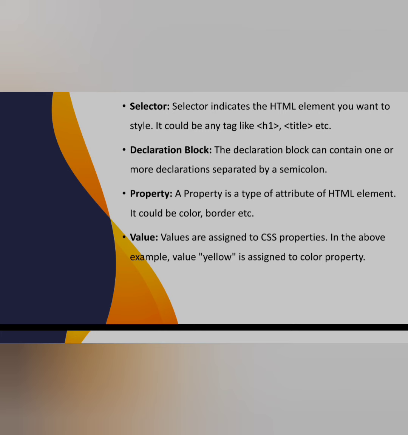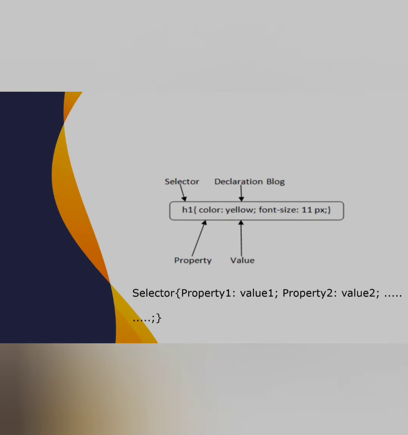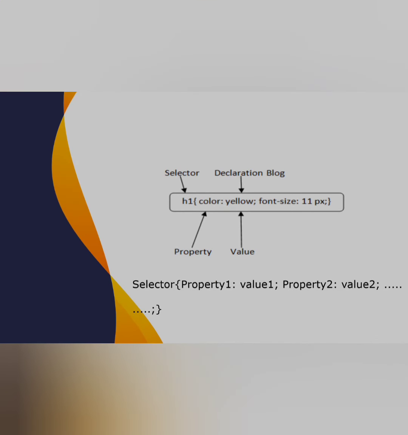Next, we are going to see about value. The values are assigned to the CSS properties. In the above example, the value yellow is assigned to the color property. H1 is a good example for CSS. H1 is the selector. From this selector, we can declare some properties. That means color yellow, and my font size is 11 pixel.